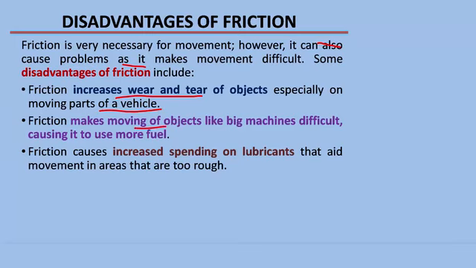Friction makes movement of objects like big machines difficult, which causes them to use more fuel. Friction also causes increased spending on lubricants that aid movement in areas that are rough. Friction causes difficulty in movement on rough surfaces. Therefore, lubricants have to be applied on such areas to aid movement. The purchase of these lubricants leads to more and more expenses.